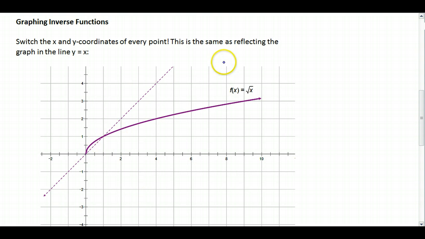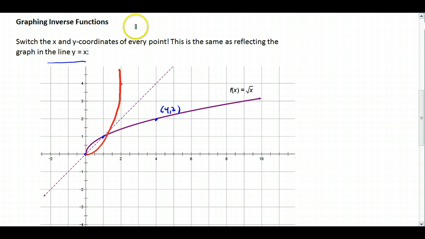So that's the same as reflecting the graph in the line y equals x, because along this line, that's your switching place, okay? So at 0, 0, nothing switches because x and y are the same. Also at this point 1, 1, x and y are the same, so nothing happens there. But how about at the point 4, 2? In the original function, it's 4, 2. On our inverse function, it will become 2, 4.